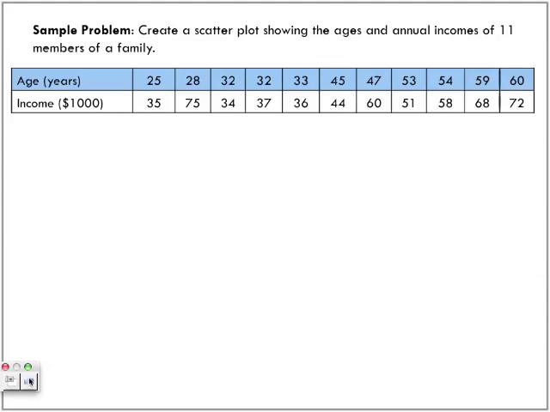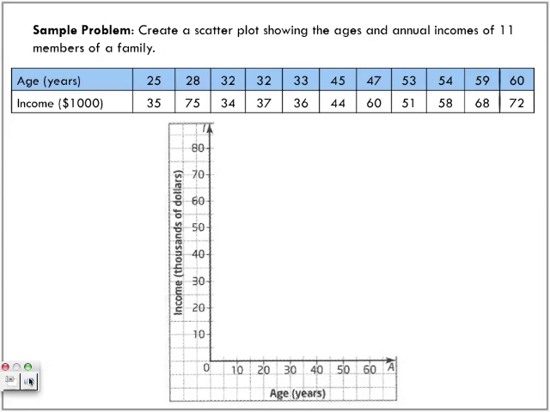Sample problem. Create a scatter plot showing the ages and annual incomes of 11 members of a family. This is the first example on the page of scatter plot, so go to the beginning of the scatter plot lesson. And this is the information. Now what we're going to do is plot it. But lucky for us, it's already been plotted in our book. Yay! We don't have to plot it. So this is the one example that we don't have to worry about doing.